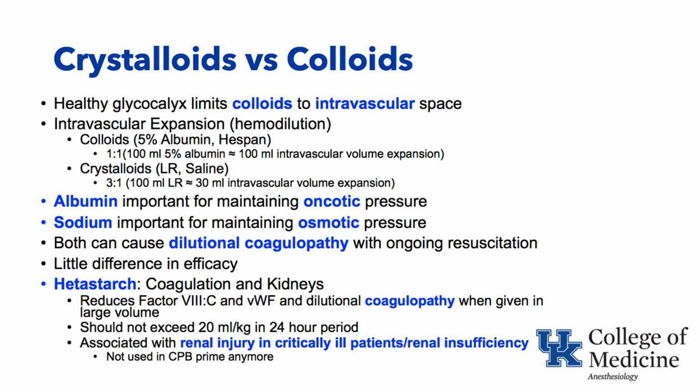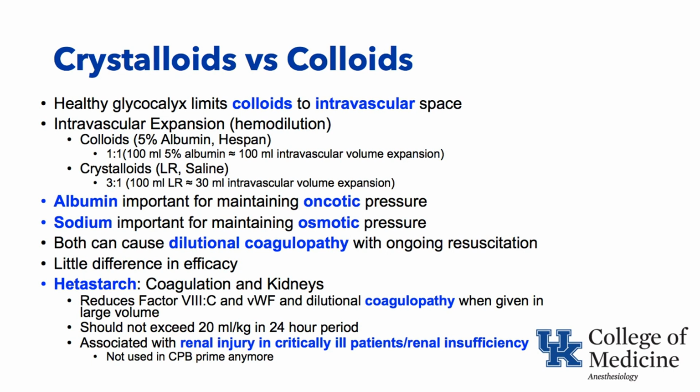Albumin is very important for maintaining oncotic pressure. Sodium is very important for maintaining osmotic pressure. And both crystalloids and colloids can cause a dilutional coagulopathy. That is, if you give large volumes of them, they can dilute out the platelets, dilute out the coagulation factors, and you can get into a coagulopathy simply from a dilutional effect. There's little difference in efficacy between crystalloids and colloids, and these have been debated. Which one should I give and how much under what conditions?